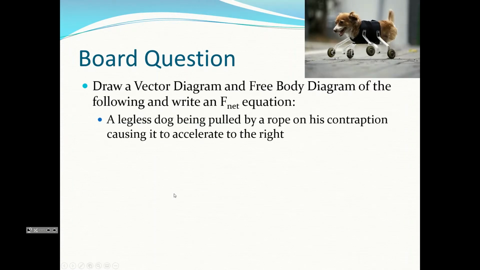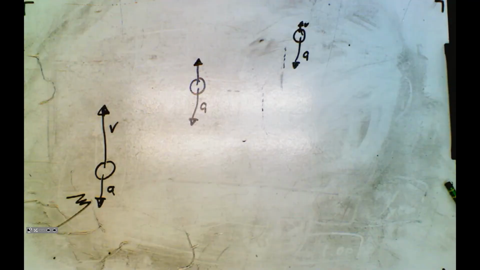A legless dog is being pulled by a rope on his contraption, causing it to accelerate to the right. So we're going to start with a free body diagram and an F-net equation, and then I'm going to add the vector diagram to it afterwards. Just try it on your own, do your best, pause the video, see if you can do it, and then we're going to do another one right after. And if this one doesn't go well, hopefully the next one does.